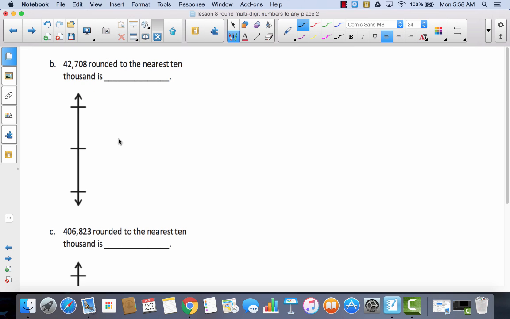We're going to go right straight down and we're going to take a look at B. So this time we're going to do 42,708 rounded to the nearest 10,000. So again, I'm going to ask myself how many 10,000s are in 42,708? Well, the answer is 4. So 4 10,000s in standard form is 40,000, and one more 10,000 would be 50,000.